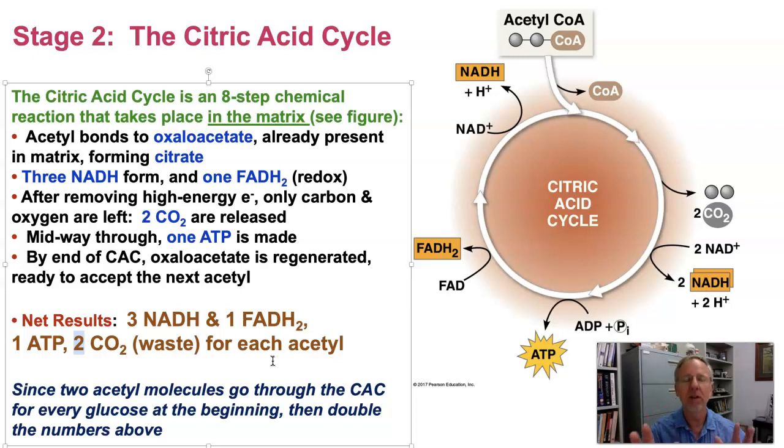By this point, our original glucose molecule has completely been broken apart. The electrons have all been taken out and given to these electron carrier molecules. And a little bit of ATP has been made on the way, but not very much. Most of the ATP is going to be made during oxidative phosphorylation, which I'm going to show next in part 2.